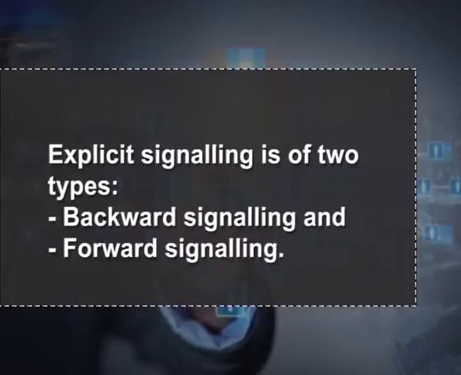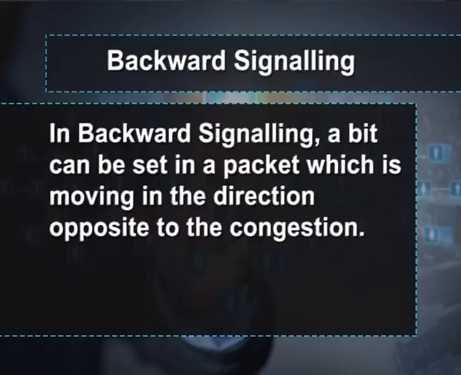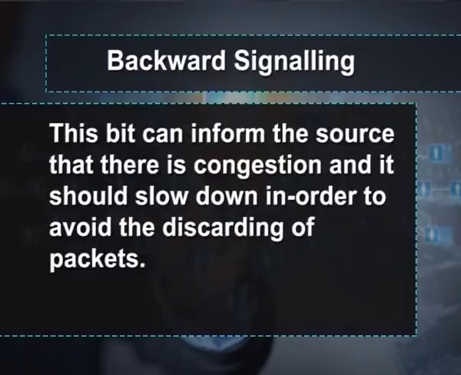Explicit signaling is of two types, backward signaling and forward signaling. In backward signaling, a bit can be set in the packet which is moving in the direction opposite to the congestion. This bit can inform the source that there is congestion and it should slow down in order to avoid the discarding of packets.